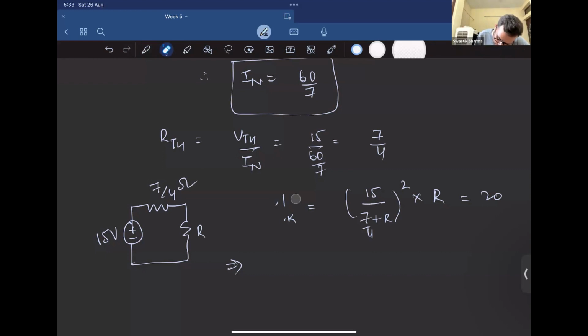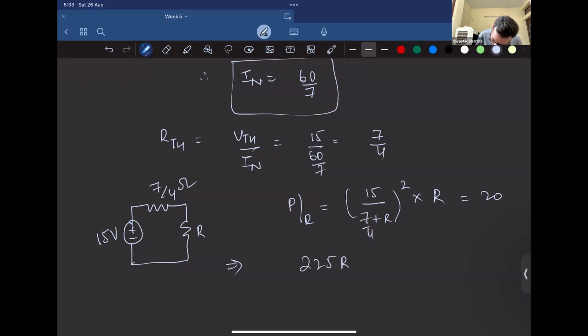Now tell me. So it's 15 squared, 225 R equals to, divided by 20. So that becomes 49 square by 16 plus R square plus 2 times 7 by 4 R, which is 7 by 2 R, right? Let's solve this equation.